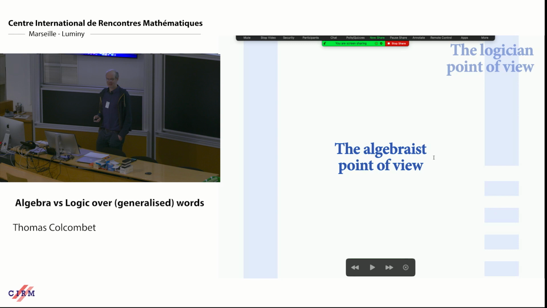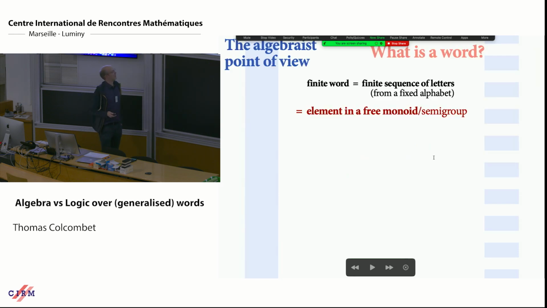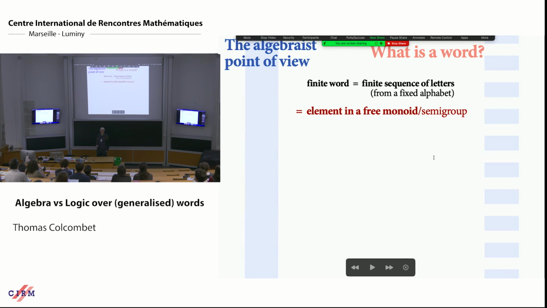We start with the algebraist point of view. If you ask someone doing algebra what a word is, the answer will be: it's an element of the free semigroup or the free monoid. Well, it's not completely true. You could also say it's an element of the freely generated algebra over right actions, with finitely many right actions. That would be another possibility, but that's the most common one.